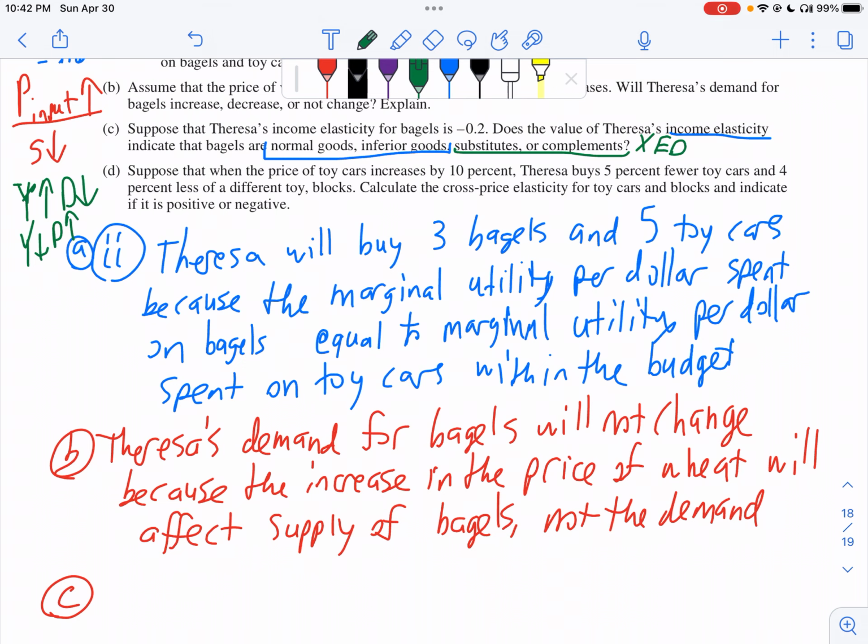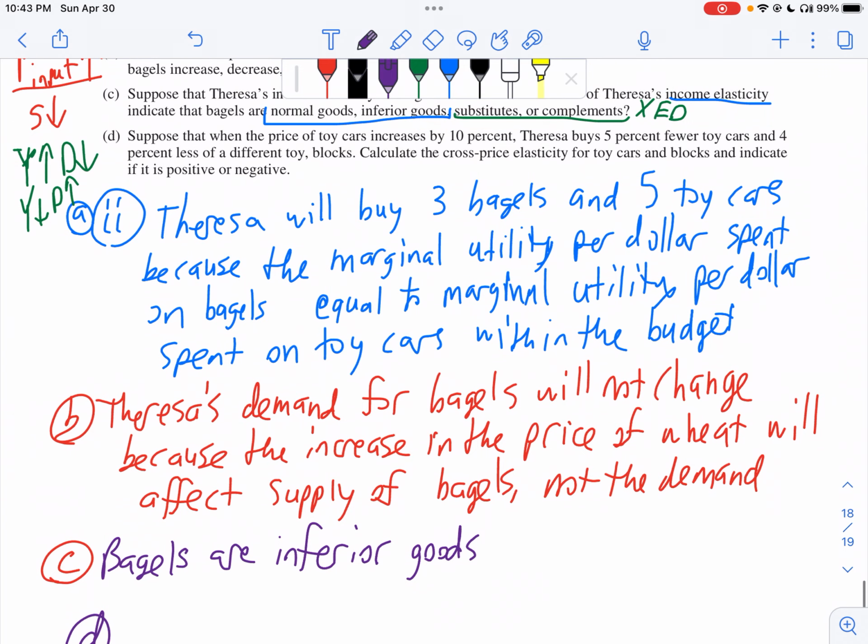Okay, so if your income goes up and your demand goes down, well, that sounds like something I don't normally do. That would be an inferior good. Okay? So all you have to say here is that bagels are an inferior good. Or I guess in a way, proper English would actually be bagels are inferior goods. That's all you have to say there. Part D.